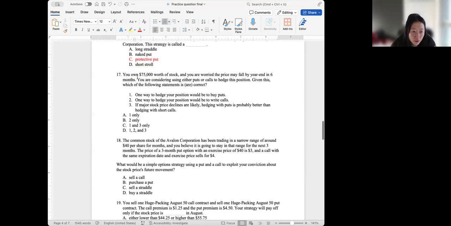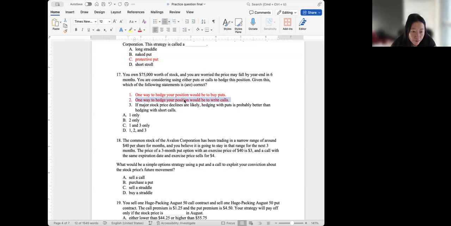Next, you own $75,000 worth of stocks and you're worried that the price may fall by year end, in 6 months. You're considering using either a put or a call to hedge this position. Given this, which of the following statements are correct? One way to hedge the position will be to buy a put. That is correct, a protected put. With a stock position and a protected put, we can hedge the downside risk. And one way to hedge your position will be to write a call. That is also correct.